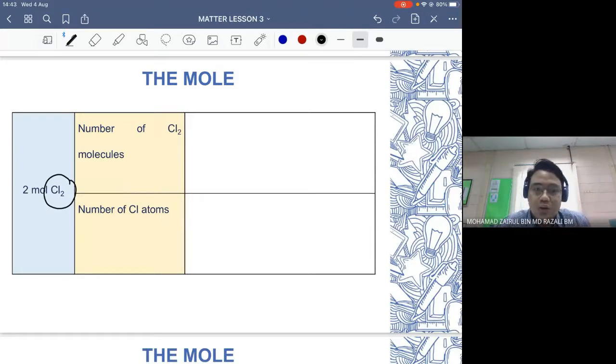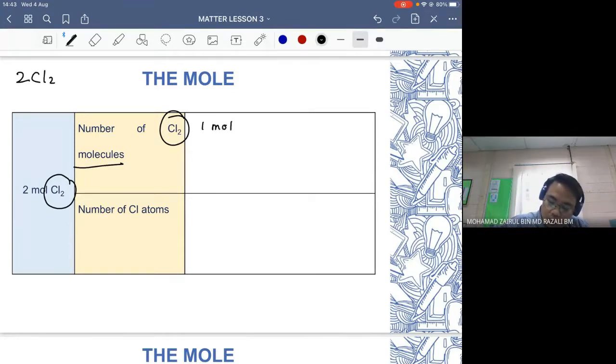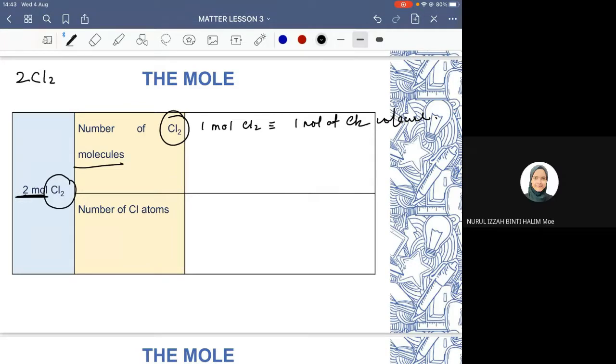Kalau awak cakap dia ada dua chlorine molecule, dia akan tulis macam ni. 2Cl2. 2Cl2 ni baru ada dua chlorine molecule. Okay. So 2 mole of chlorine atom, okay, determine the number of chlorine molecule. Okay. So we know that 1 mole of chlorine is equivalent to 1 mole of chlorine molecule. Okay, so sekarang kita ada dua, so kita kena buat apa? Darab 2. Darab 2 je lah.